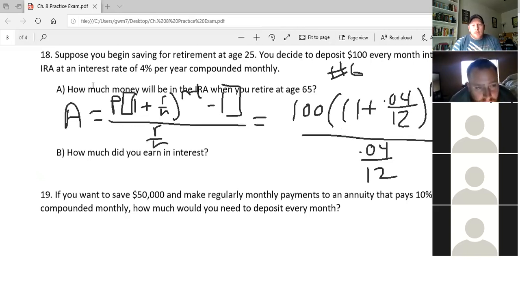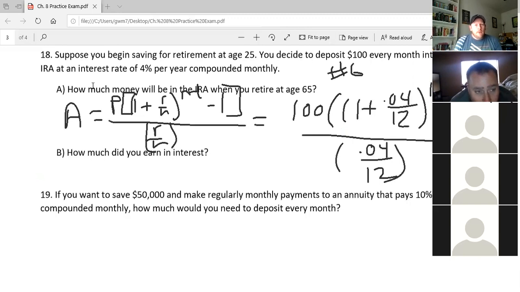My recommendation is, if you have your TI-84, to plug it in literally piece by piece as it is right here. So if you just plug in all of the parentheses and the division symbols in the right order, it will get you the right answer.